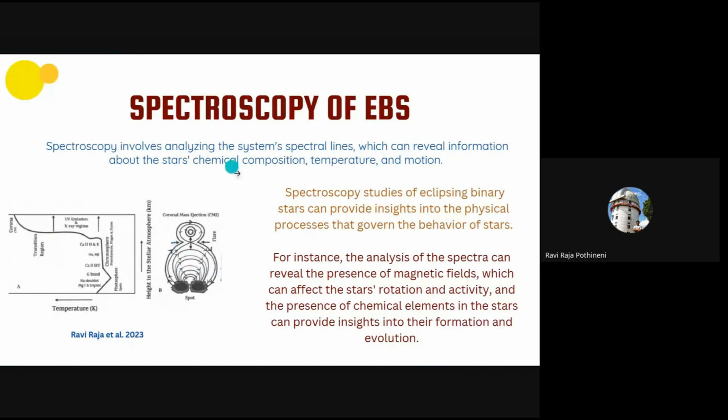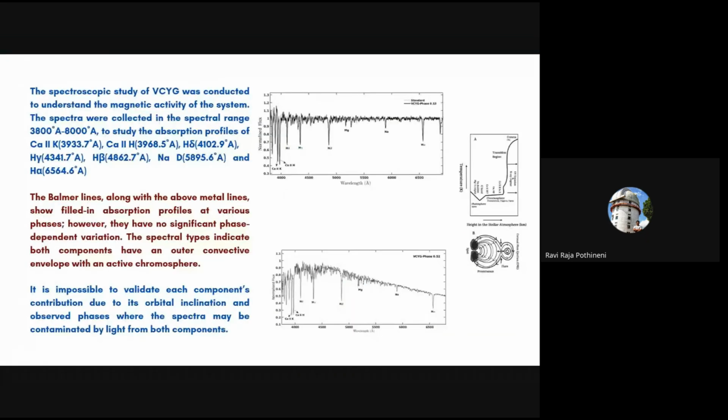Whenever you get the spectrum from those stars, you can understand what is exactly happening in the star's atmosphere, whether they have any spots, whether they are undergoing any prominences or flares. Accordingly, you will get to know. So spectroscopy plays a key role in understanding the ongoing magnetic activity on those stars, which is very beautiful actually.